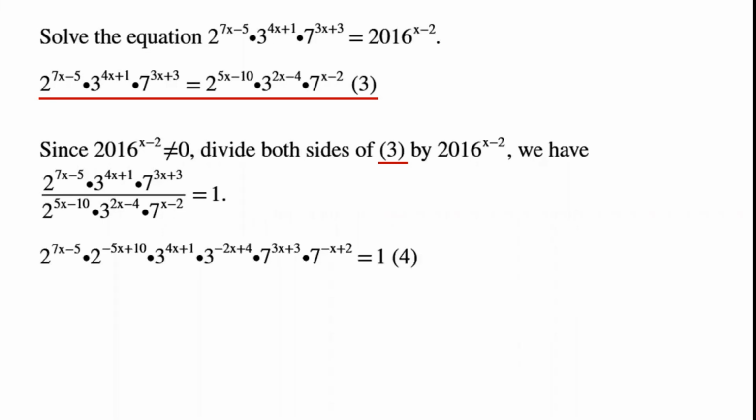1 over 2 to the power of 5x minus 10 can be written as 2 to the power of minus 5x minus 10, which is equal to 2 to the power of minus 5x plus 10. Similarly, 1 over 3 to the power of 2x minus 4 can be written as 3 to the power of minus 2x plus 4, and 1 over 7 to the power of x minus 2 can be written as 7 to the power of minus x plus 2.